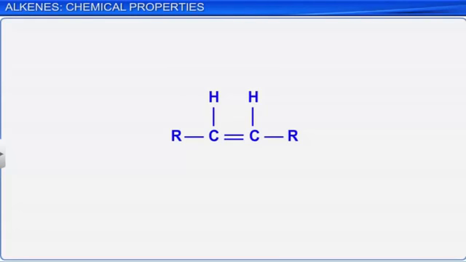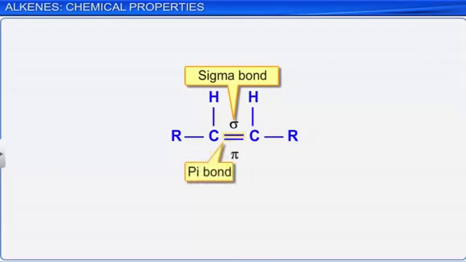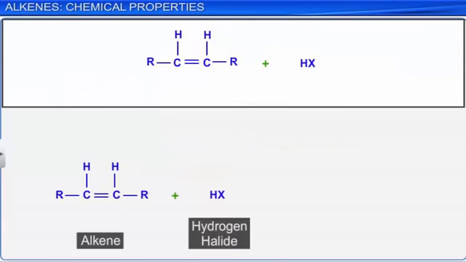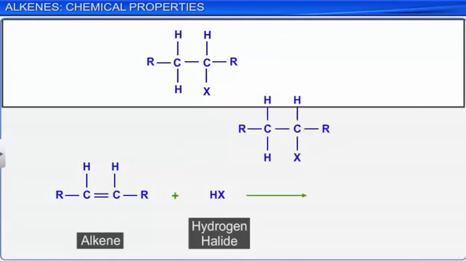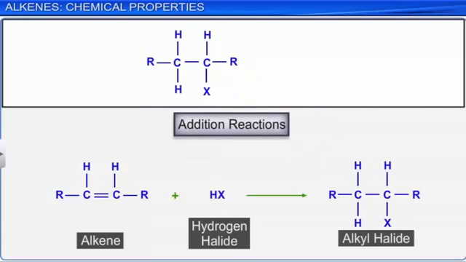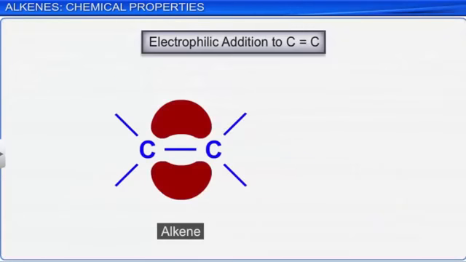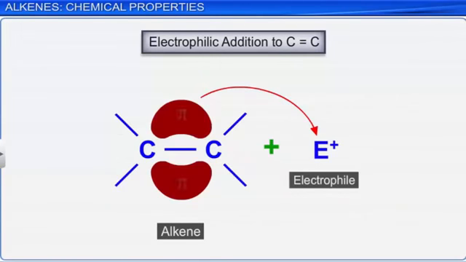Alkenes are unsaturated hydrocarbons consisting of a sigma bond and a pi bond. The typical reactions of alkenes involve the breaking of the weak pi bond to form 2 sigma bonds. Such reactions are called addition reactions. These addition reactions are usually electrophilic in nature, as the pi electrons of carbon-carbon double bond are available to any species seeking electrons.